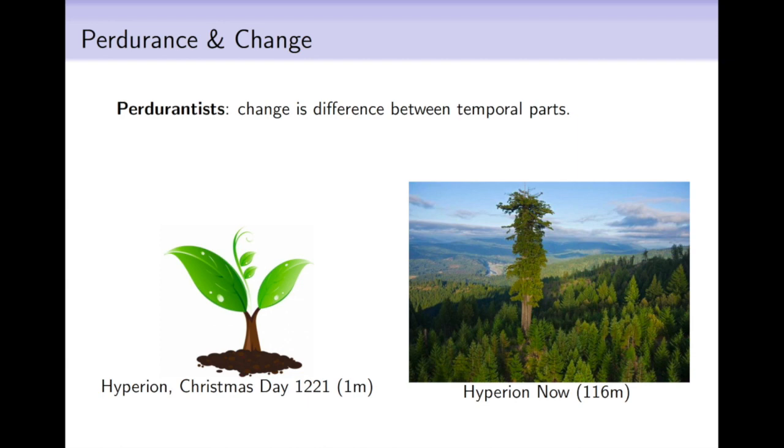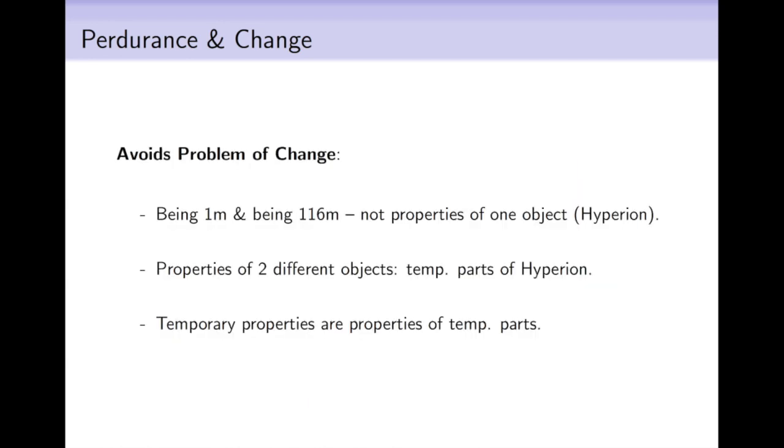Change over time just does consist in different temporal parts having different properties. So the idea really is that the property of being 1 meter tall and the property of being 116 meters tall are not, properly speaking, properties of a single object, namely the tree Hyperion, but rather they're properties of two different objects, namely different temporal parts of Hyperion.